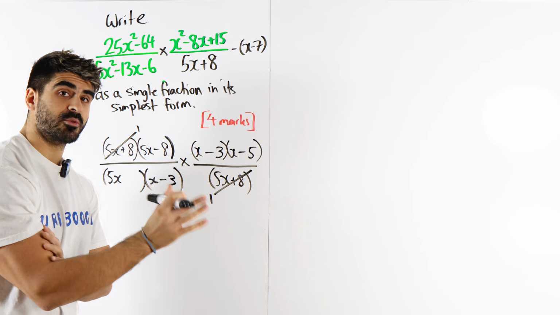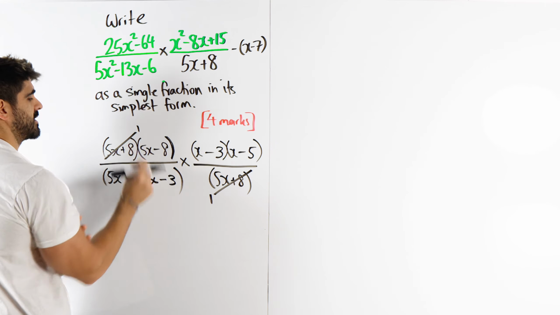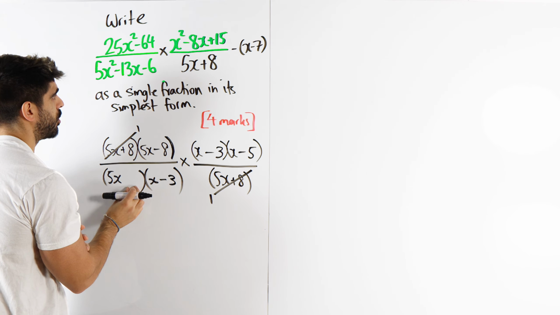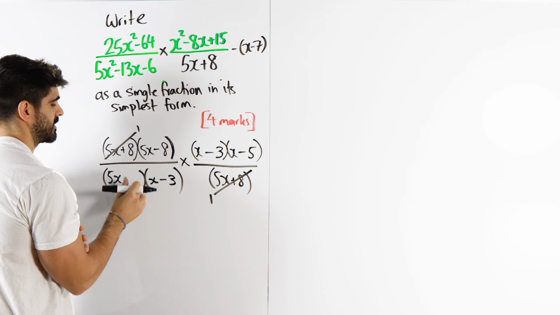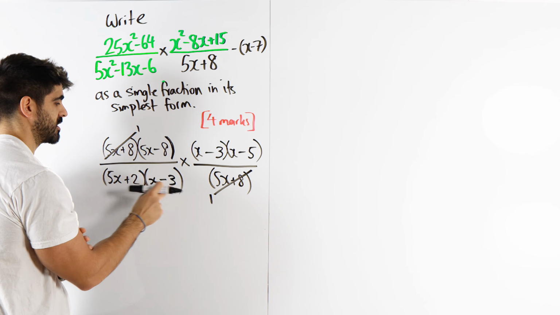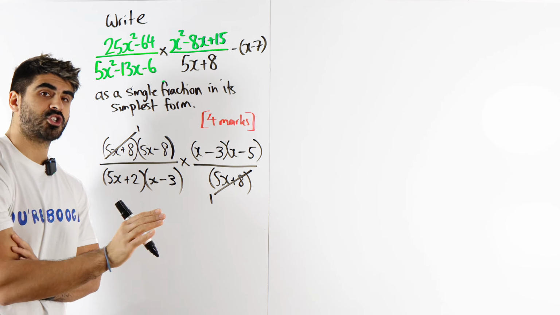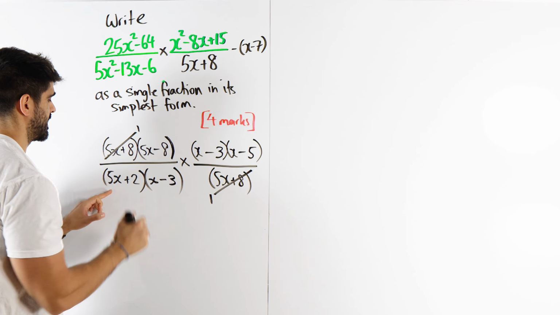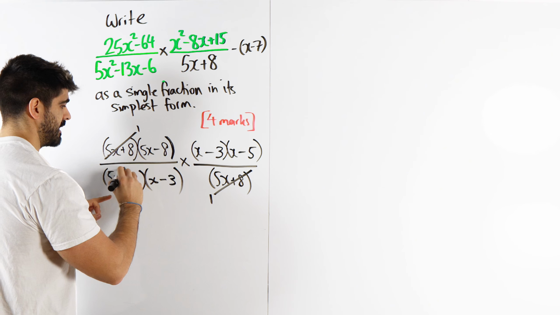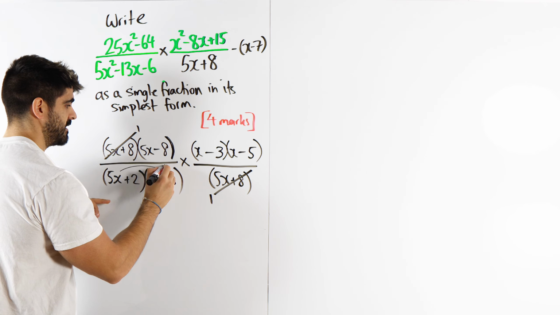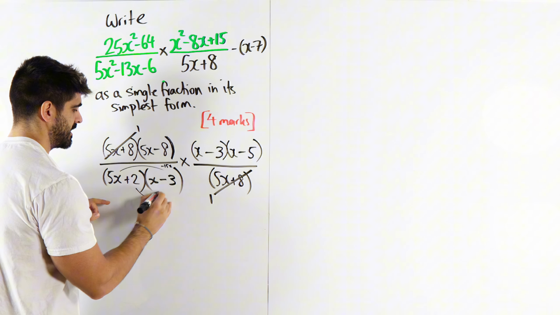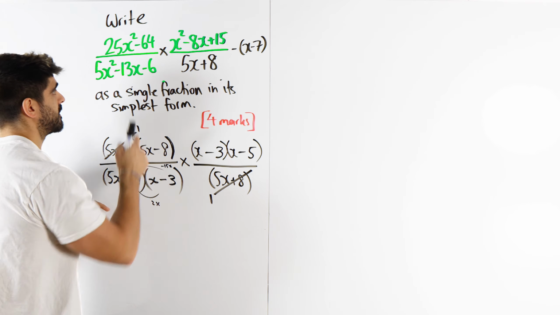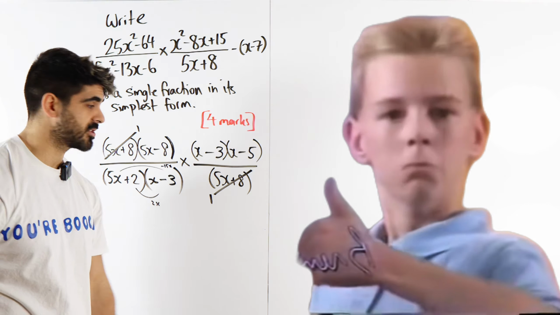We're going to have to double check it though. But remember, we need minus 6. Minus 3 times what gives you minus 6? That's going to be plus 2, isn't it? 2 times minus 3 is minus 6. But double check the middle terms, see if it gives you minus 13x. 5x times minus 3 is minus 15x, and this gives me 2x. 2 minus 15 is minus 13. It works. So there you go, guys.